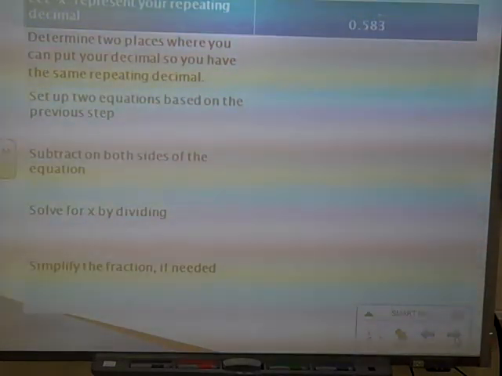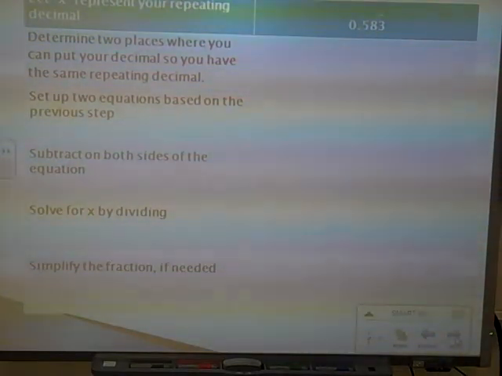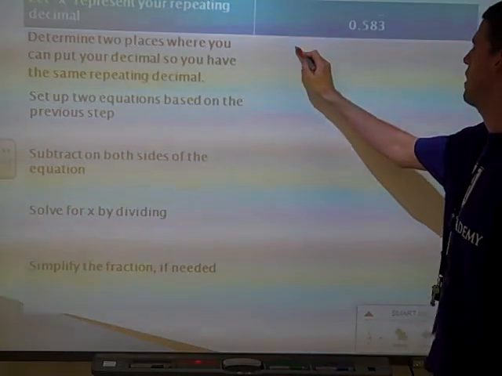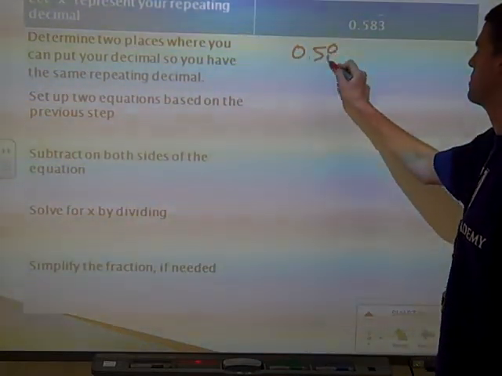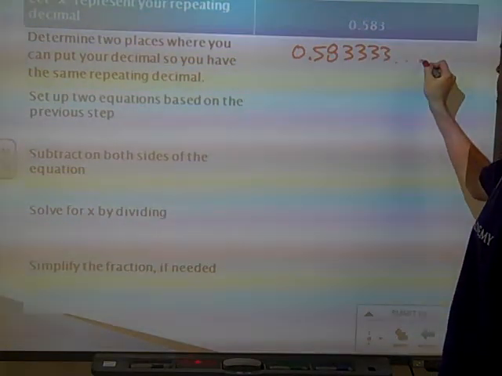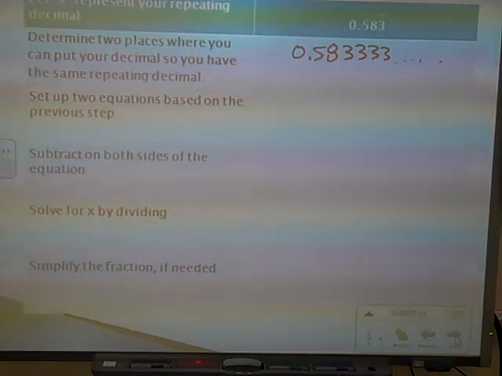So our first one is we have let x represent a repeating decimal. So here's my repeating decimal, 0.583, and the bar is over the 3, so only the 3 is repeating. So I'm going to go ahead and rewrite my decimal. I'm going to have 0.5833333, and it's going to keep going. Okay. So I'm going to go ahead and determine two places where you can put your decimal so that you have the same repeating decimal.